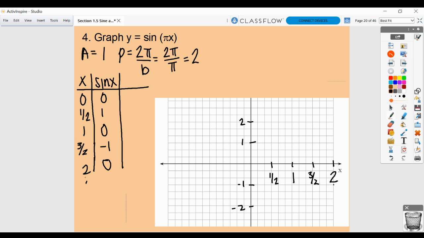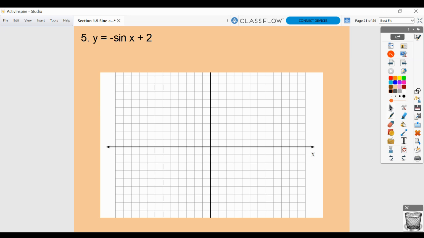So this is what you're going to graph. This is your x value, that's your y value. So 0, 0, 1/2, 1, 1, 0, 3/2, -1, 2, 0. And if you notice, it looks like that wave, and it's very uniform. That's another thing. It has to be uniform.